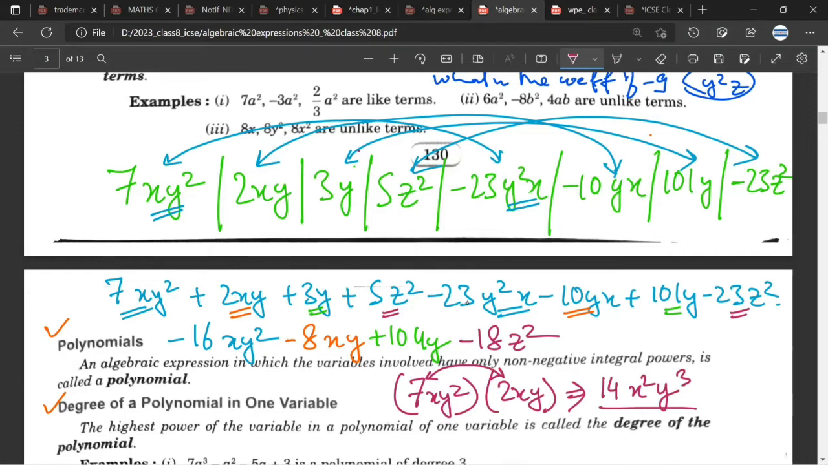Actually, rules of indices are required. So we'll do indices, don't worry. But I think what you would have understood is that x into x is x square. That part you would have understood. Are we okay till here?